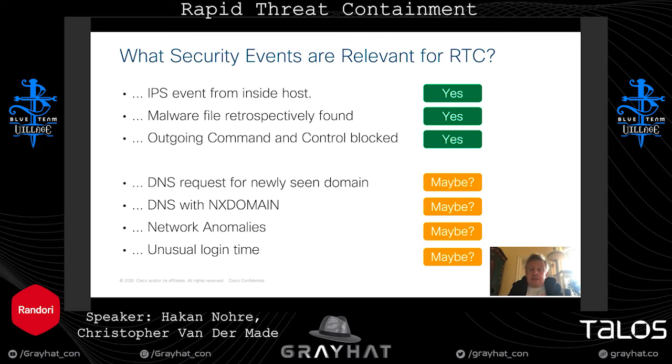Also, of course, outgoing command and control from an inside host could be very serious evidence that a host has been compromised. But we also have these types of events that I've marked in orange here, and these are less conclusive events. It could be, for example, we have a host with frequent requests to a newly seen domain on the internet. That could be an indication that it may be compromised because many malware campaigns use newly registered and newly seen domains. We also have network anomalies or unusual login times. None of these orange events here are conclusive evidence that the host has been compromised, but we should still not discard this information. Maybe we can keep track of it and use it in some sort of penalty system that Christopher will talk more about later.